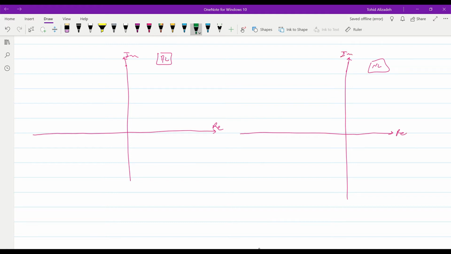The poles and zeros of the open loop system are located at 0, -3, and -5. These are the poles of the open loop system. 0, -3, and -5. And we have two zeros at -1 plus and minus j.